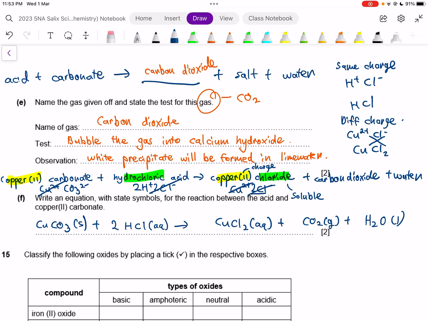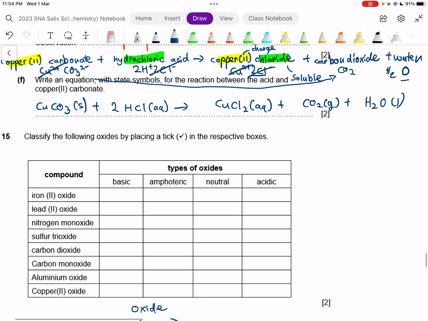Then the CO3 usually becomes CO2, losing one oxygen that goes to the water. So you can trace it this way: CO3 to CO2, then the remaining oxygen, then the 2H comes out in H2O. Alright, so this equation is balanced already.